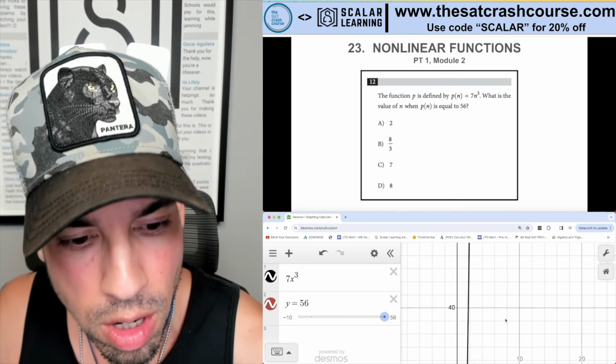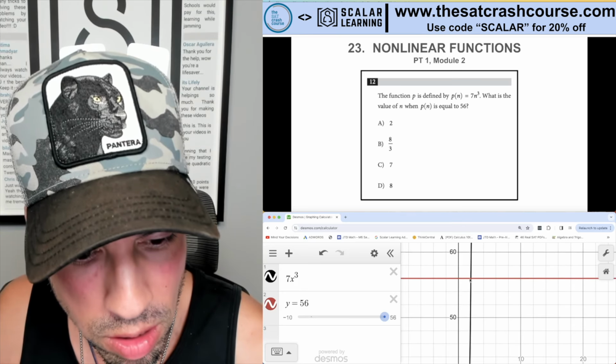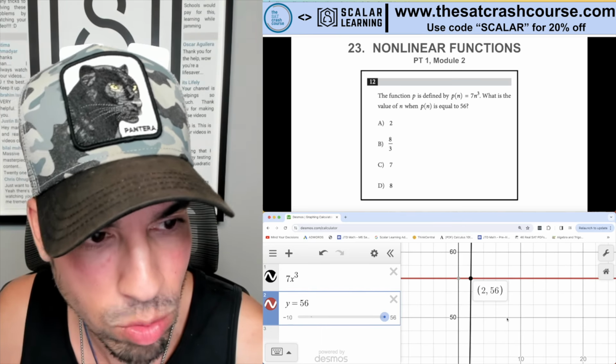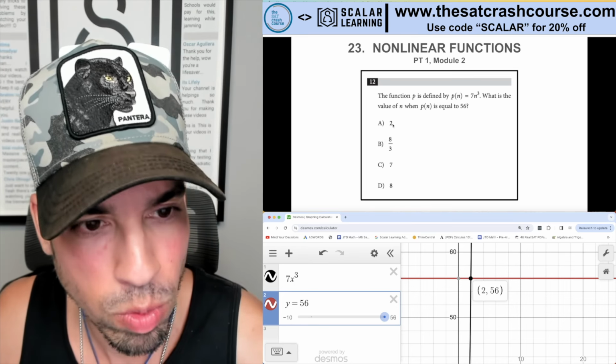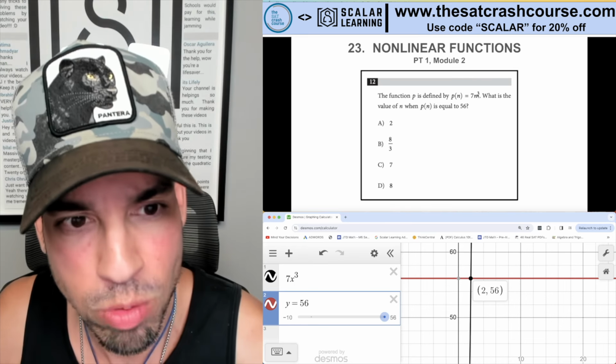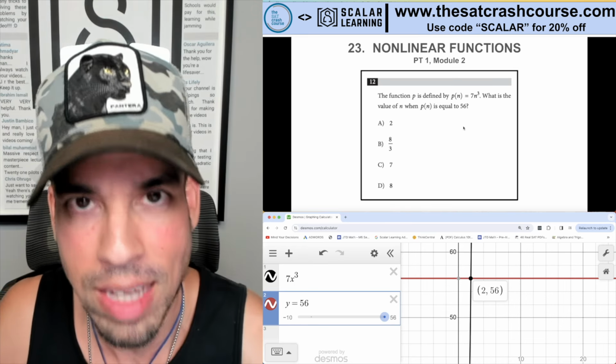All right, so where y equals 56 is right here. What's the intersection point? Boom, when x equals 2. That means 2 is the winner. You can verify by plugging it in. 2 cubed is 8. 8 times 7 is 56. That's how you do it.